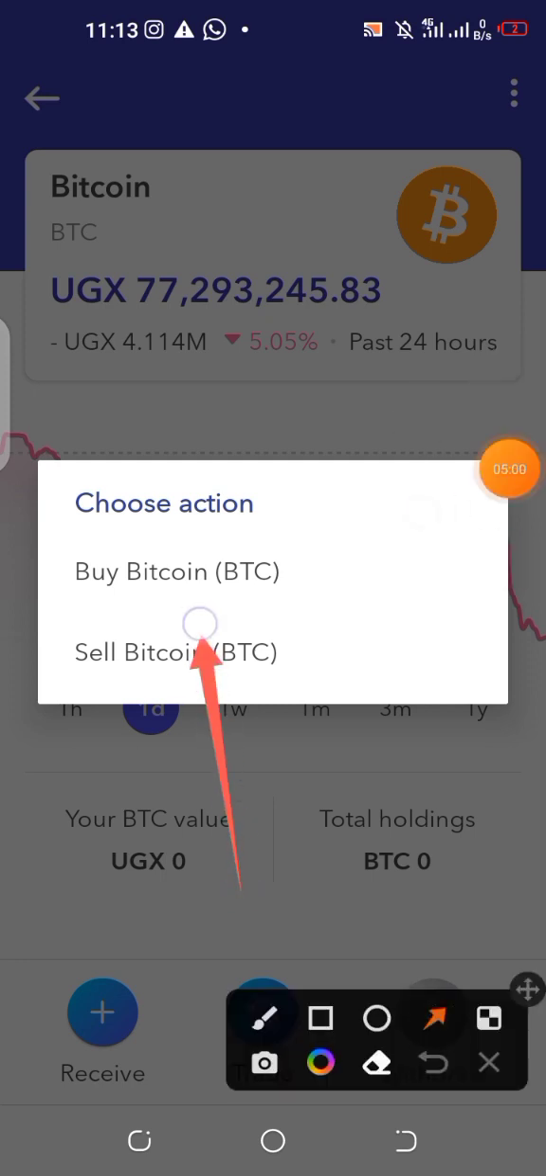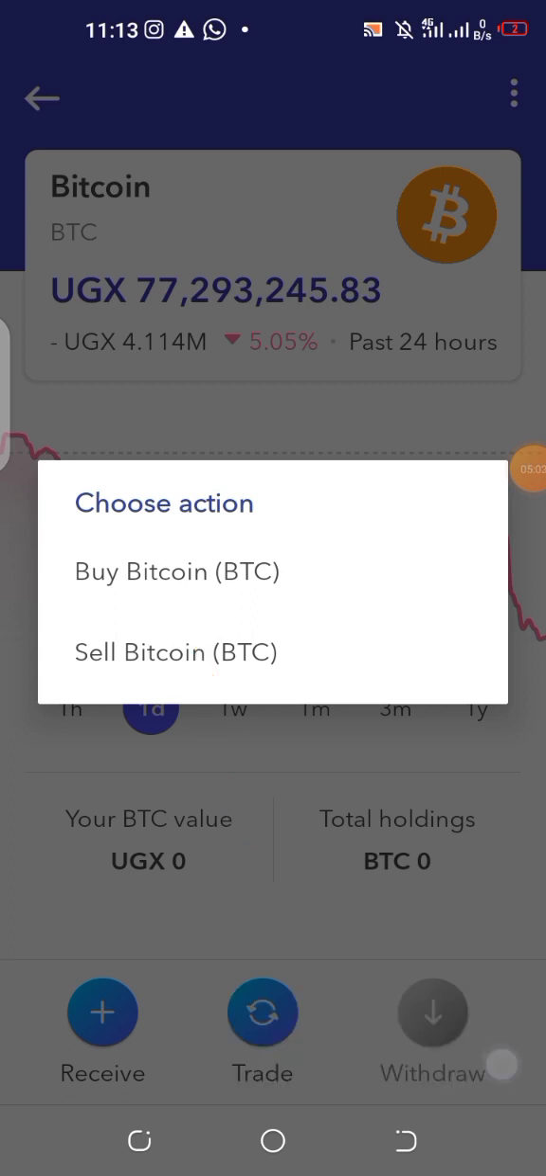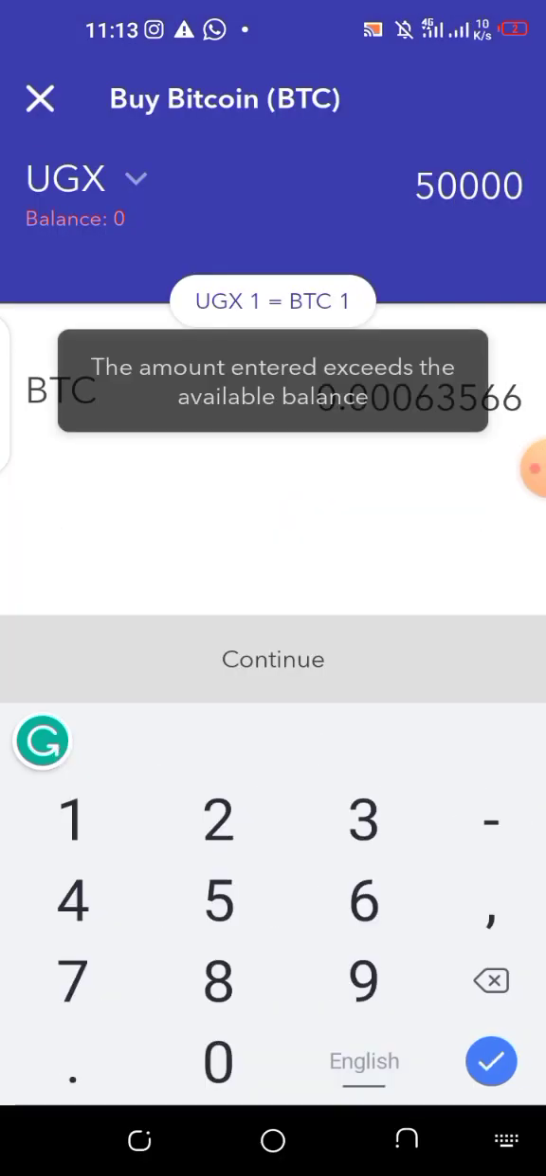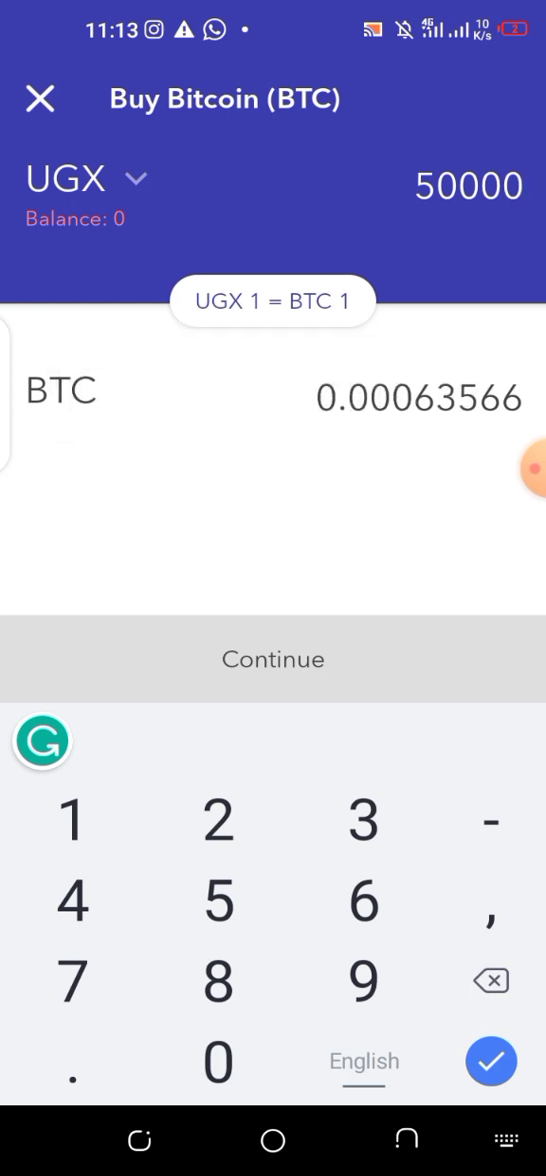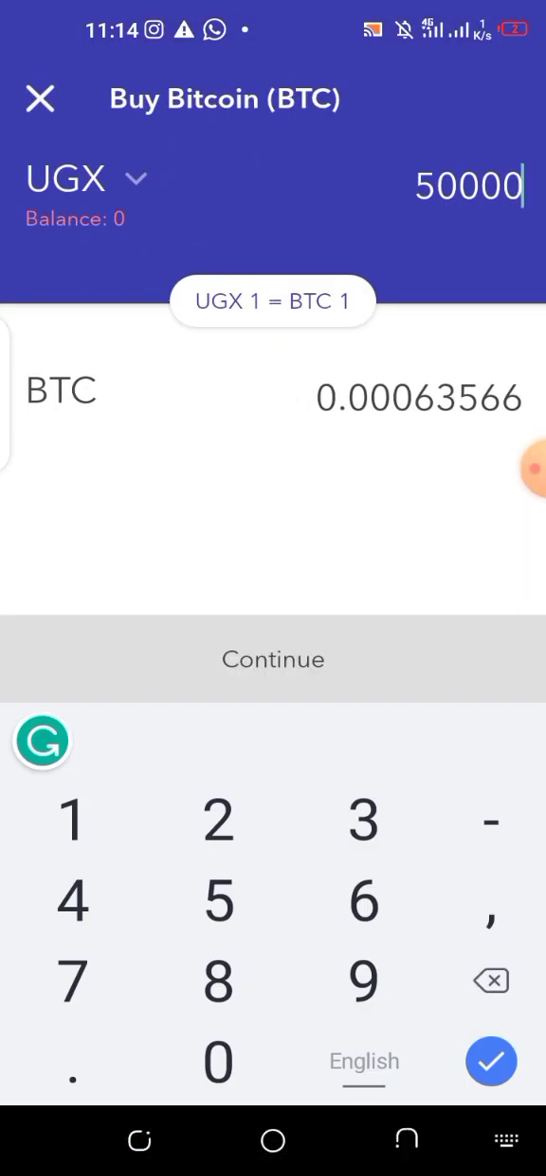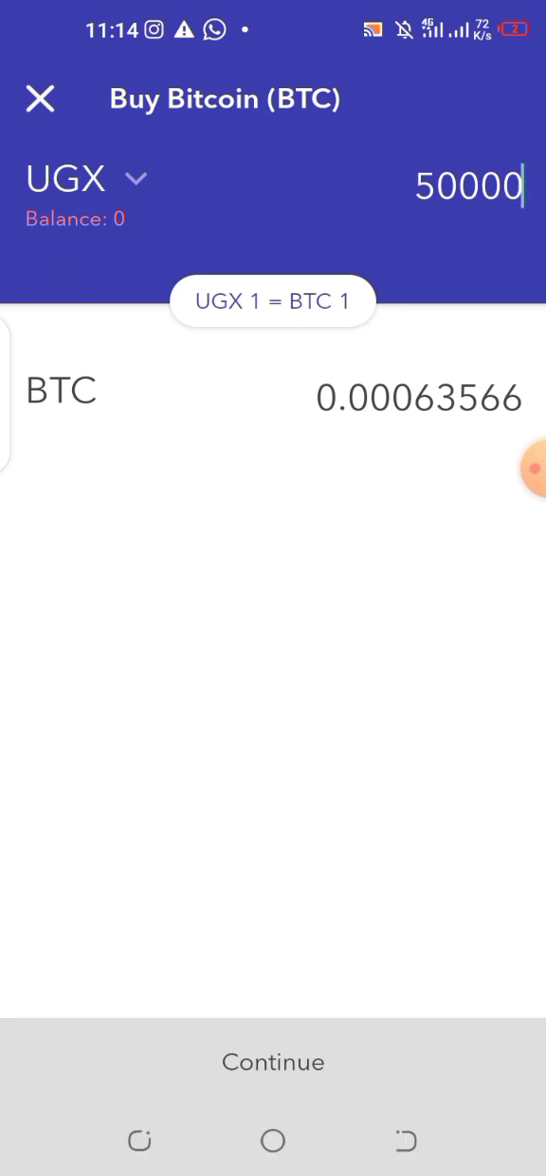So we are buying BTC. After buying BTC, you have to have deposited money on your account. That was just a simulation of 50,000. How much BTC do you get? But remember, we are buying at 77 million, so I want you to see the price difference. Actually, let us write it on a calculator.